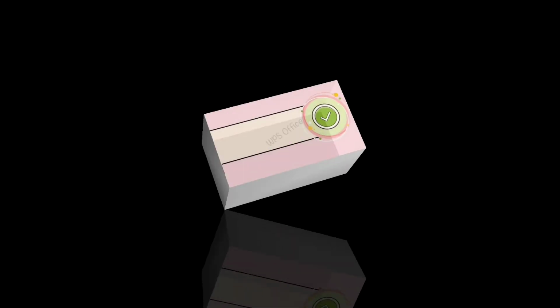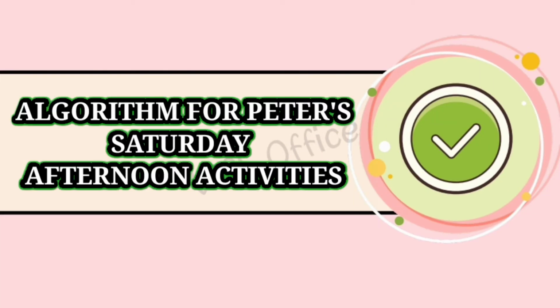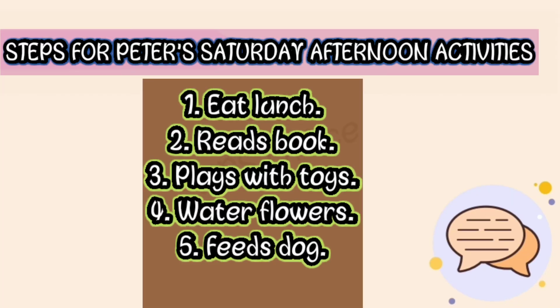The next algorithm we have is the algorithm for Peter's Saturday afternoon activities. Peter usually takes Saturday afternoon to accomplish his chores. That means to do all his duties at home. It starts first by eating his lunch. He then reads a book and heads straight to play with his toys.